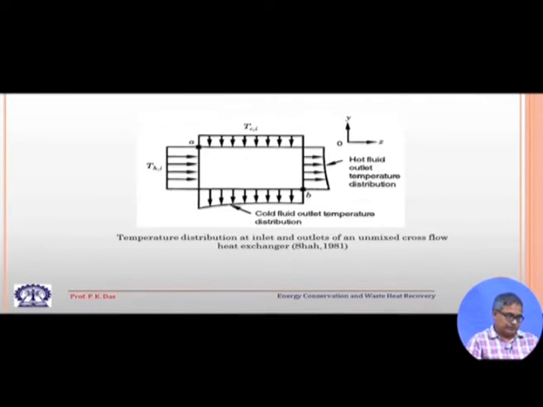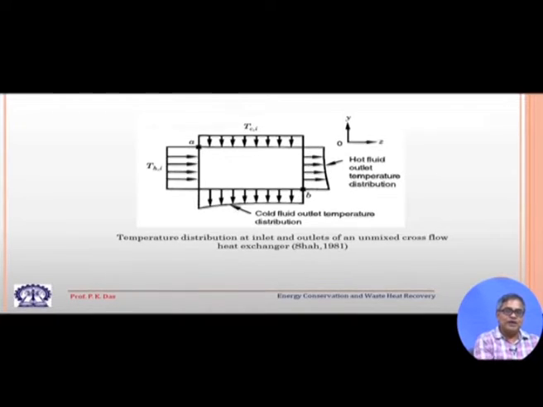The third type of heat exchanger is called the cross flow heat exchanger. In the cross flow heat exchanger, the directions of flow of the two fluids are perpendicular to each other. Let us say the hot fluid enters here and the cold fluid enters here. This is where the hot fluid comes out, the temperature distribution will be something like this, and this is where the cold fluid comes out, its temperature distribution will be something like this.